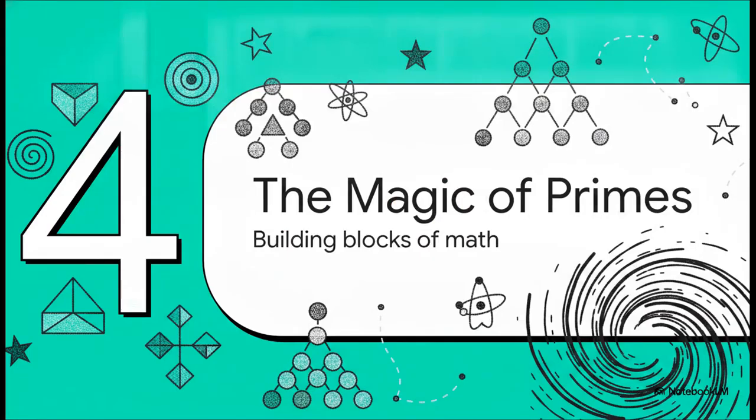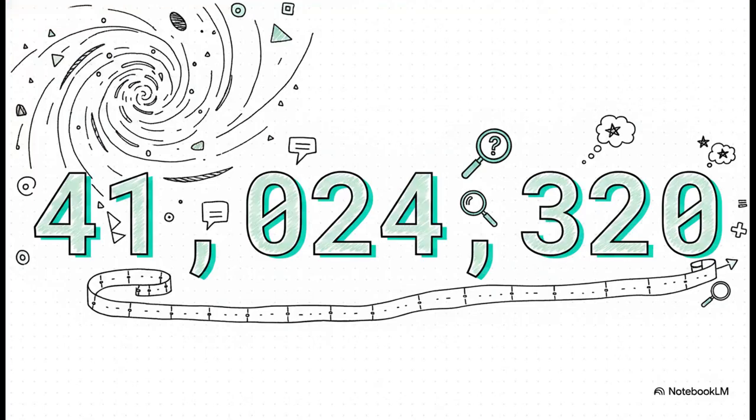All right, let's shift gears a bit for section 4, the magic of primes. Check out this absolutely massive number. 41,024,320. Now, let me be clear, this is not the largest prime number itself. Actually, scratch that, it's wilder than that. This massive figure represents the total number of digits in the largest prime number discovered as of October 12, 2024.